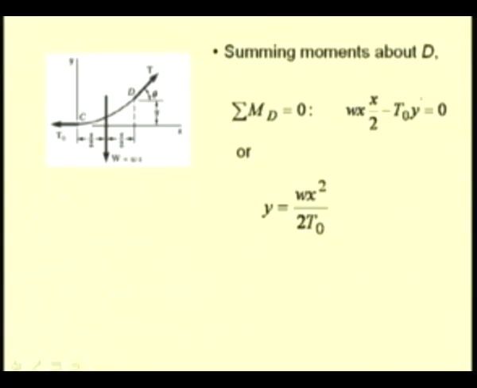So, rewriting this equation, we have y equal to W x square by 2 T naught. This is an equation of a parabola. We have it in the form y equal to a x square, which is the equation of a parabola, where a is in this case W by 2 T naught. So, that is why we call it a parabolic cable, since the shape of the curve taken by the cable is a parabola.